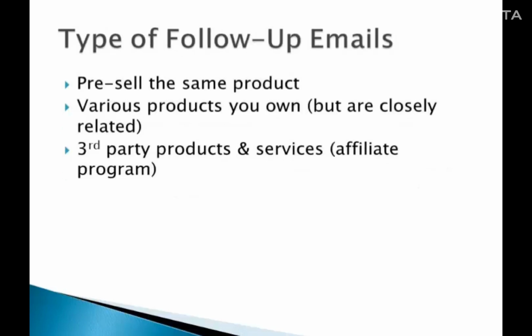Types of follow-up emails: pre-sell the same product, various products that you own but are closely related, or third-party products and services, like affiliate programs. There are basically 3 types of follow-up emails you can write to be set on autopilot with your autoresponder. The first is that you can pre-sell the same product over and over again. If a subscriber joins the mailing list, always supply a link back to your sales letter or offer you're promoting.